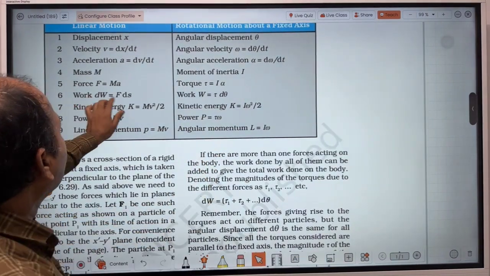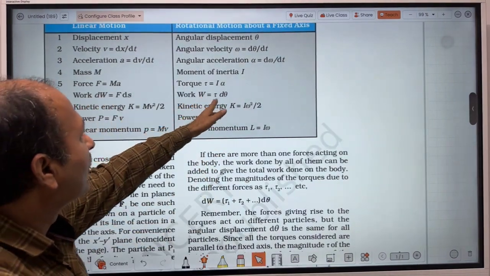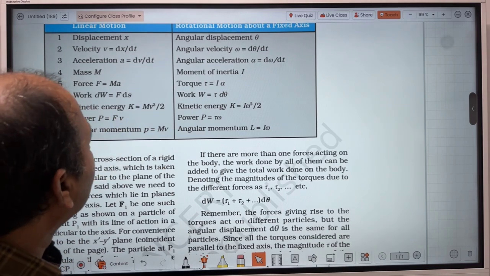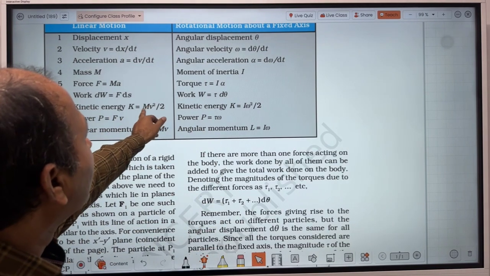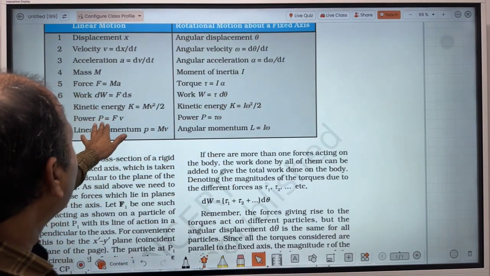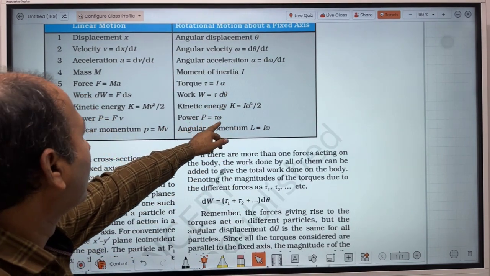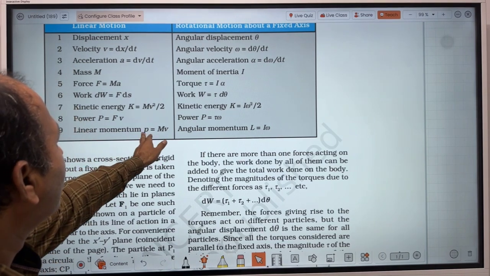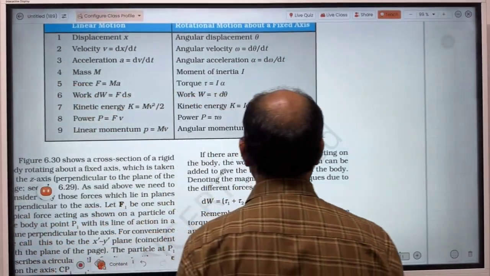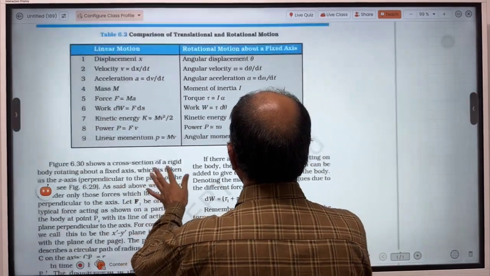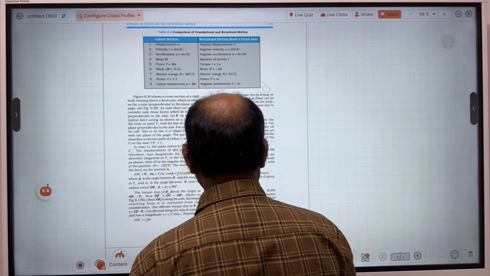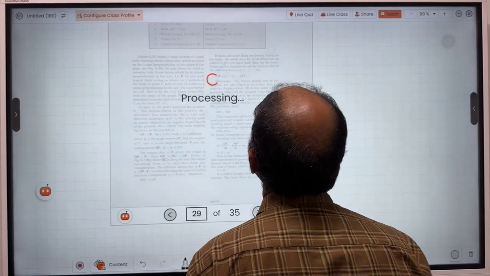Then work dW equal to F ds, so W equal to tau d theta. Kinetic energy K equal to mv square divided by 2; here m corresponds to I, the moment of inertia, so it is I omega square by 2. Power P equal to F v, so power P equal to tau omega. Linear momentum p equal to mv, so angular momentum will be L equal to I omega. So these are all concepts you know now. Now we are going to see the next thing.